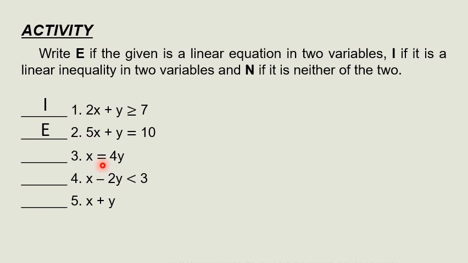For number 3, we have x equals 4y. Although there's no symbol for it, we need to use the letter E also, the equation, just because of the equal symbol. For number 4, we have x minus y less than 3. Less than is an inequality symbol, therefore that's I. And number 5, there's neither an equal nor an inequality symbol, so that's letter N, neither of the two. Alright, so let's have number 6.